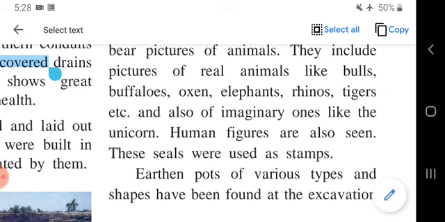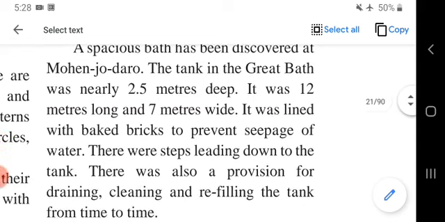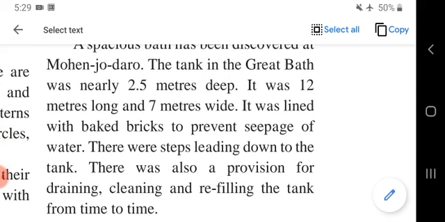Next we are going to study about the great bath. A spacious bath has been discovered at Mohenjo-daro. The dimensions of the tank were 12 meters long, 7 meters wide and 2.5 meters deep. The inner side of the tank was lined with baked bricks to prevent the seepage of water.